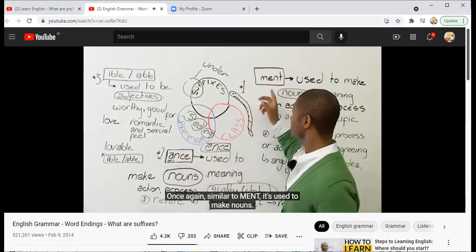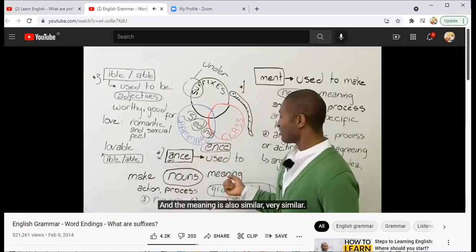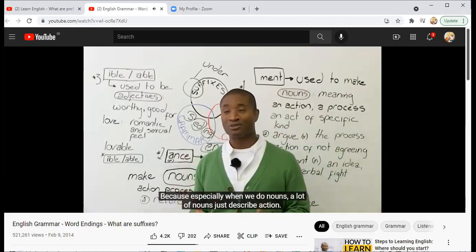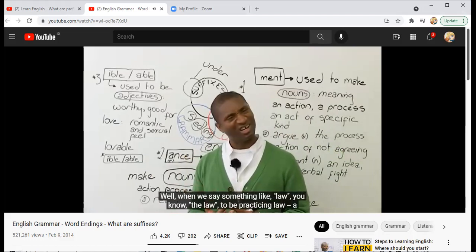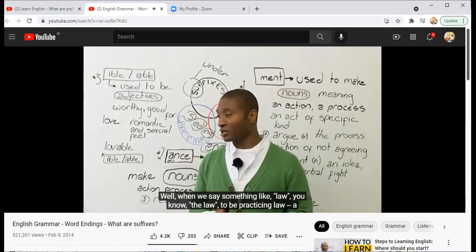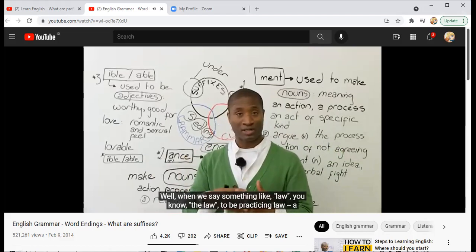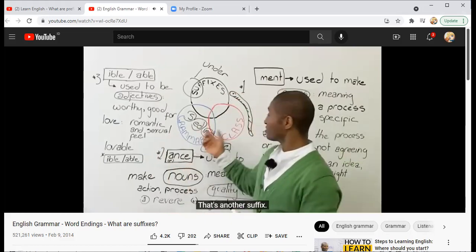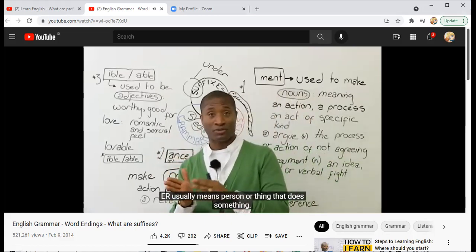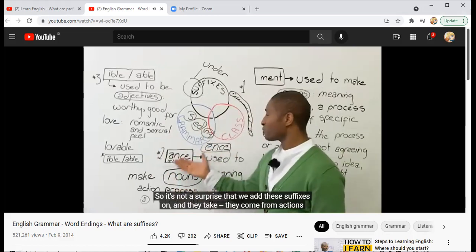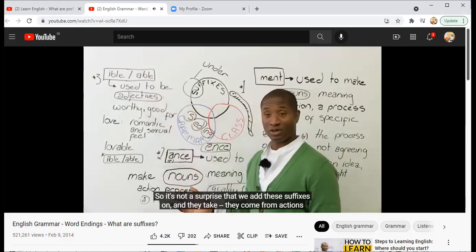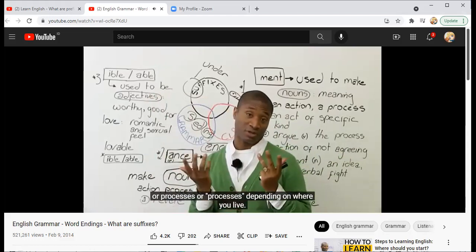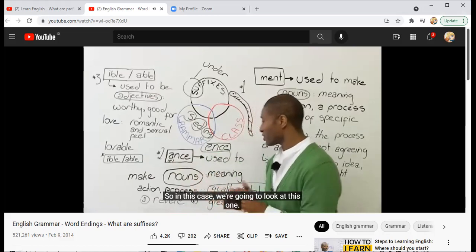Okay. Once again, similar to "ment", it's used to make nouns. And the meaning is also very similar, because especially when we do nouns, a lot of nouns just describe action. When we say something like law, the lawyer wants to be practicing law. A lawyer is the person that practices. See, that's another suffix. ER usually means person or thing that does something. So it's not a surprise that we add these suffixes on, and they come from actions or processes. All right. So in this case, we're going to look at this one.